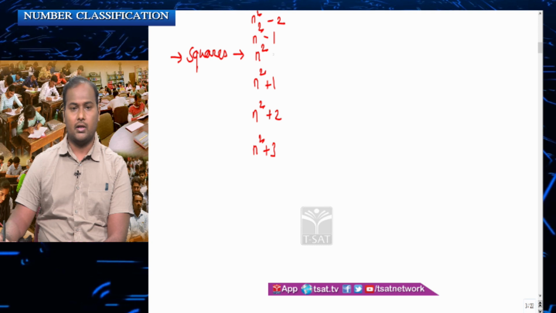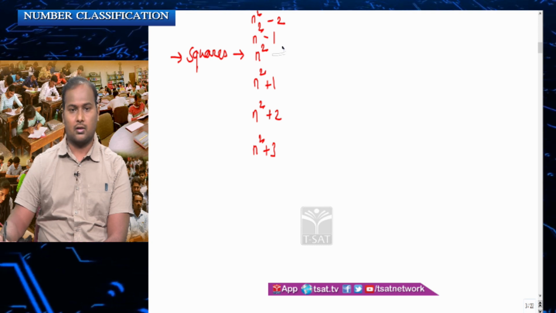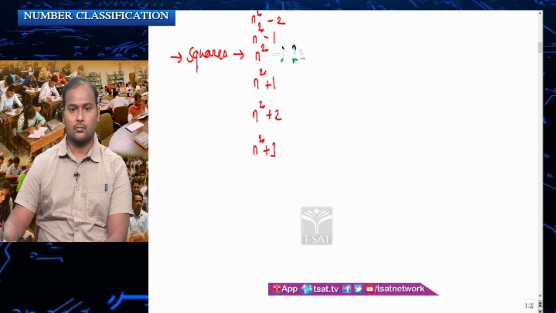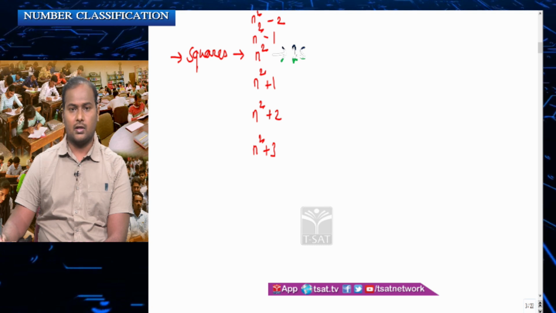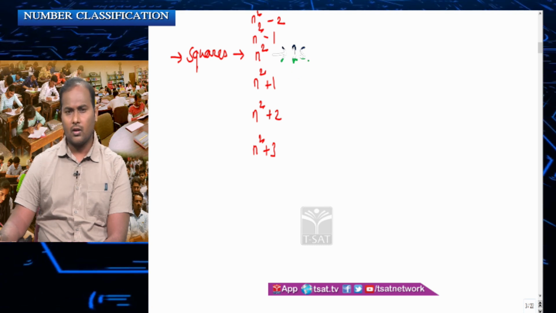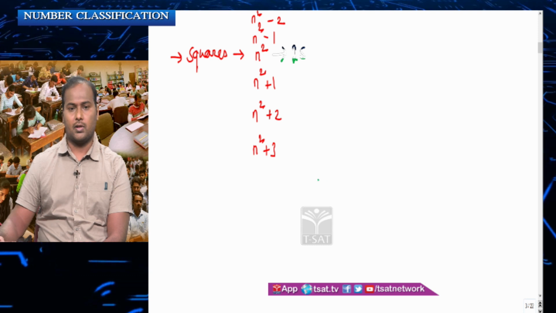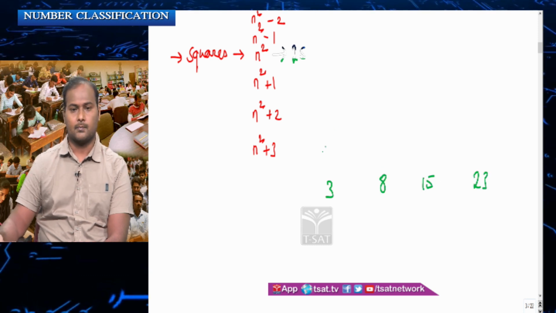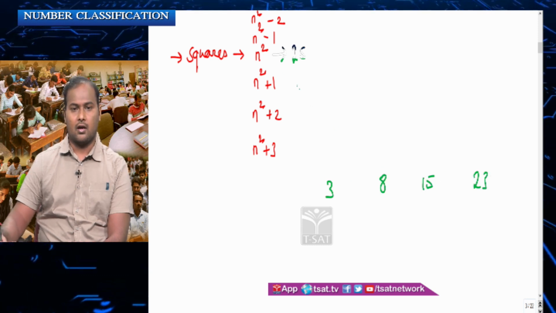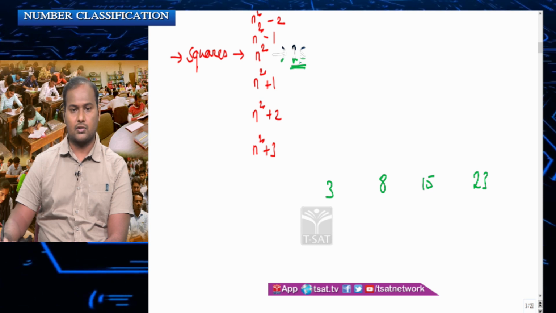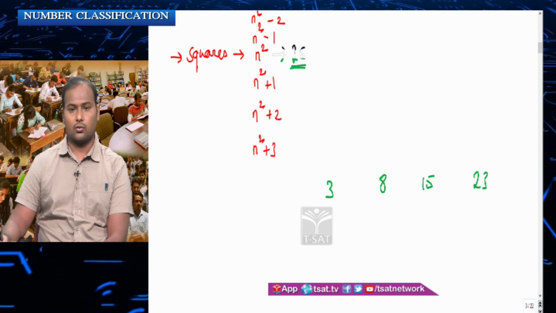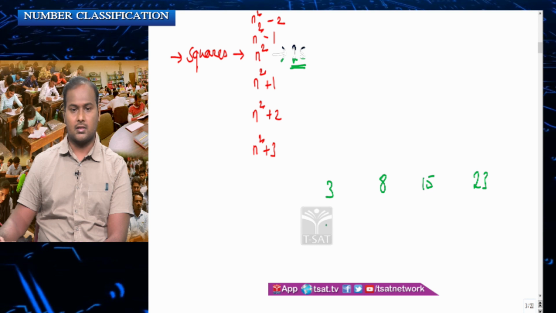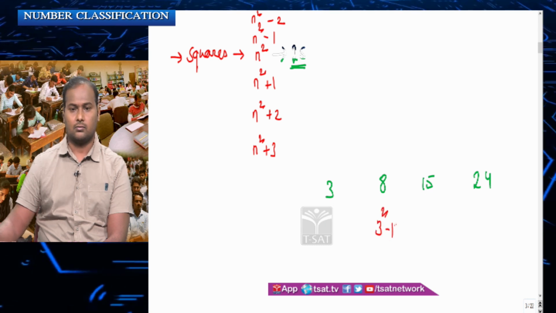One needs to know the squares up to 25 at least. Then the values near squares also. For example, the question may appear like this. How will you classify it? The moment you see this, after remembering the values of n square and the values near to n square, directly I can say 3 square minus 1.